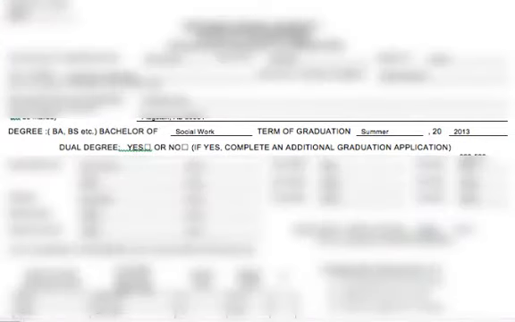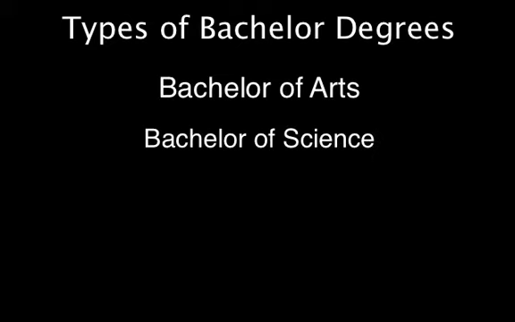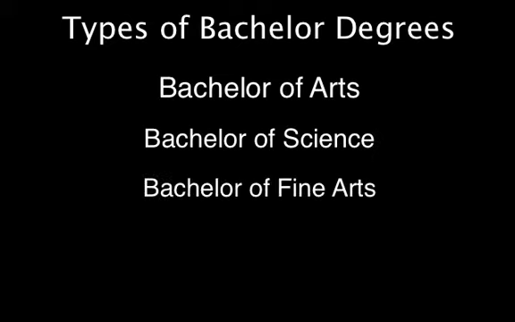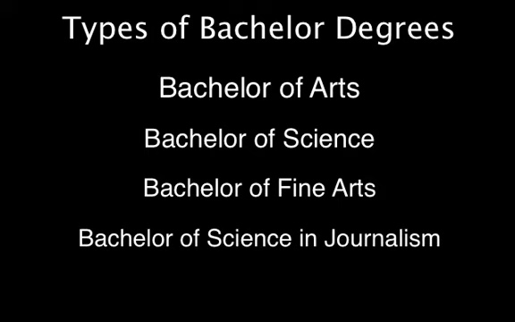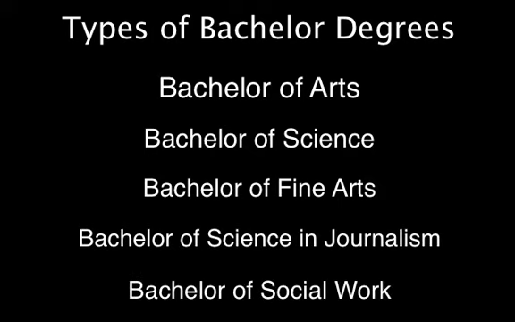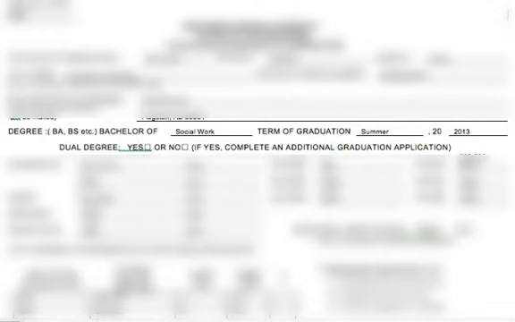The next section is information about your degree. Bachelor's of something. We offer many different types of bachelor's degrees in our college. Bachelor's of Arts, Bachelor's of Science, Bachelor's of Fine Arts, Bachelor's of Science in Journalism, and Bachelor's of Social Work. If you're unsure what your degree type is, I will also point this out when we get to your academic advisement report. Some students will have a dual degree.